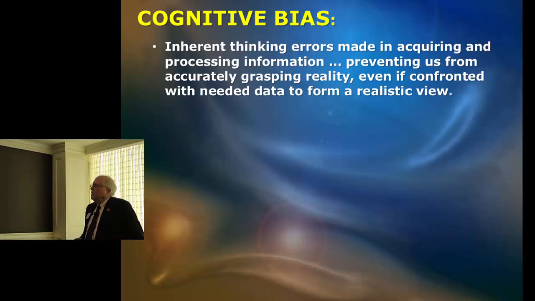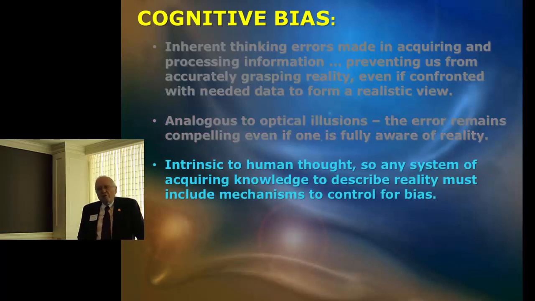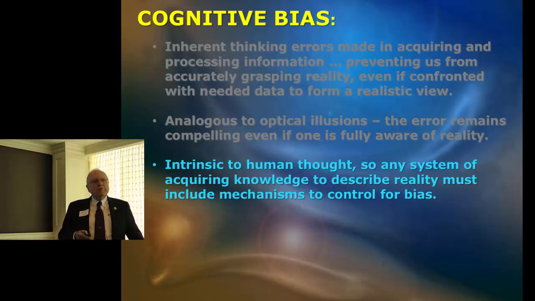We've already said there are inherent errors in the way we acquire and process information. They are analogous to optical illusions in the sense that the error remains compelling even if one is fully aware of reality. And they are intrinsic to human thought. So any system of acquiring knowledge to describe reality has to include or should include some mechanism to control for bias.